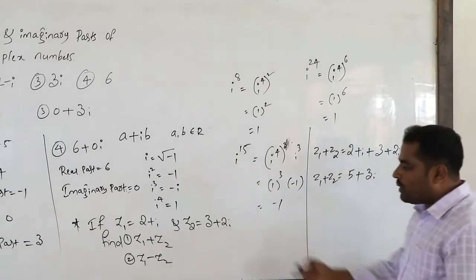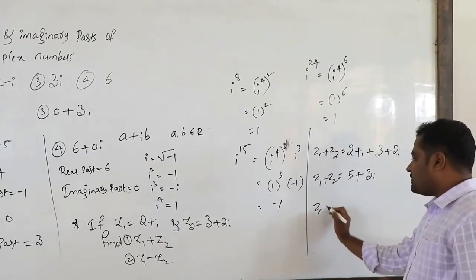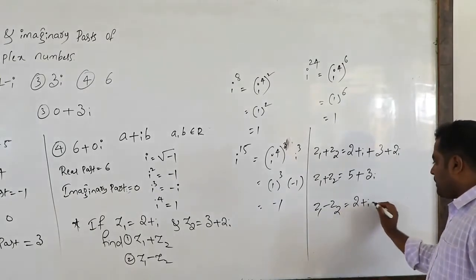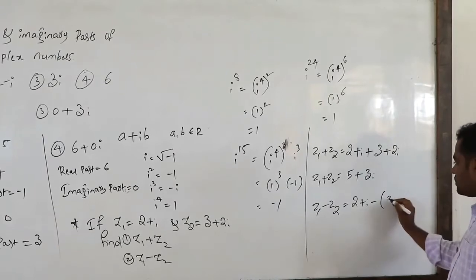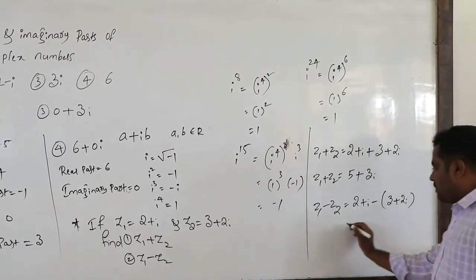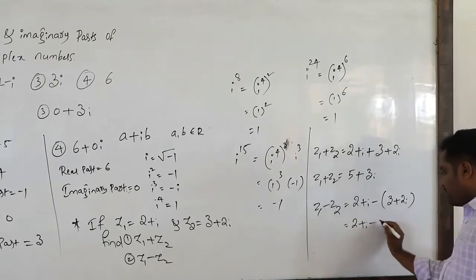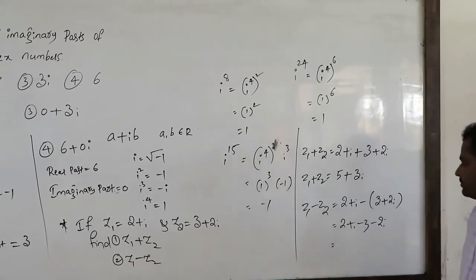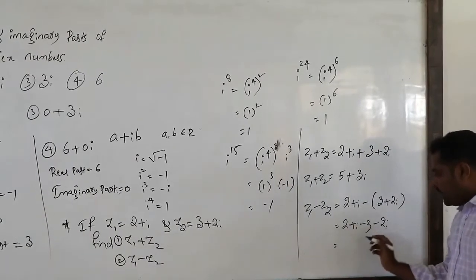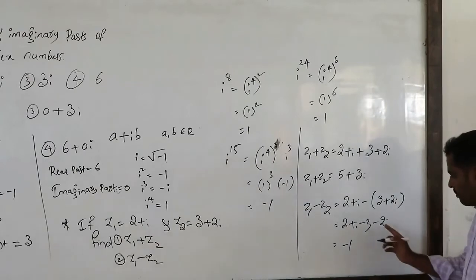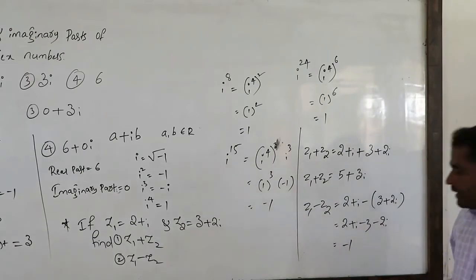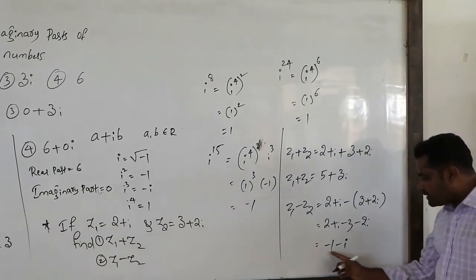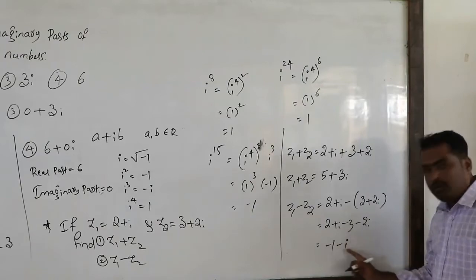Similarly, you can find z1 minus z2. Here z1 value 2 plus i minus z2 value 3 plus 2i. 2 plus i, here minus of 3, and minus into plus gives minus 2i. 2 minus 3 is minus 1. Minus 2 times i and plus 1 time i is nothing but minus 1 time i. In the form of a plus ib, the a value is minus 1 and the b value is minus 1.